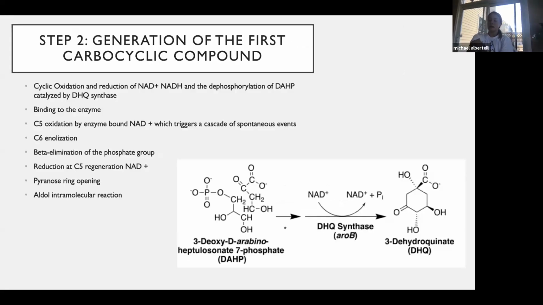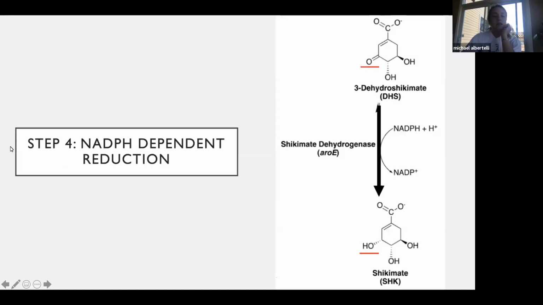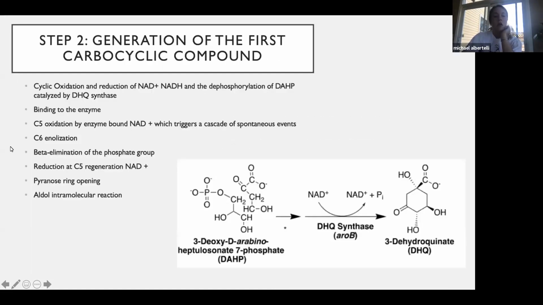And then this is the second step, which is the generation of the first carbocyclic compound in which DAHP is made into DHQ. It's a cyclic oxidation and reduction using NAD plus and NADH and the dephosphorylation of DAHP, and it's catalyzed by DHQ synthase. So it starts with a C5 oxidation, which is bound by the enzyme, and then NAD plus binds, which triggers a cascade of spontaneous events.